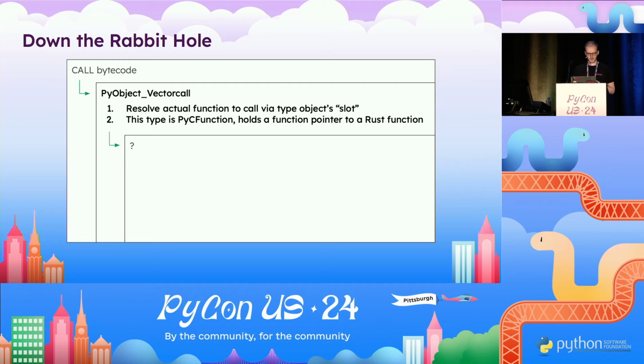So let's go back to our map of the rabbit hole. Well, we started at that call bytecode. We looked into the implementation of it, and we found PyObject vector call being called. And with a little bit of a dance, PyObject vector call has to look in the type object of the function it's given and look at a slot to figure out where to go. Because the type is PyC function, which contains a function pointer to a Rust function, we'll end up crossing the line over to Rust. Where do we go in the Rust code?